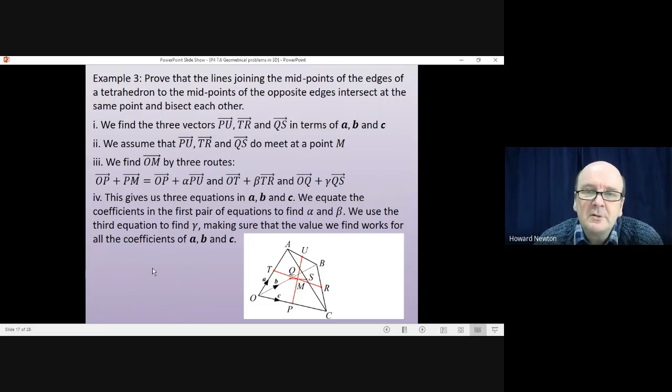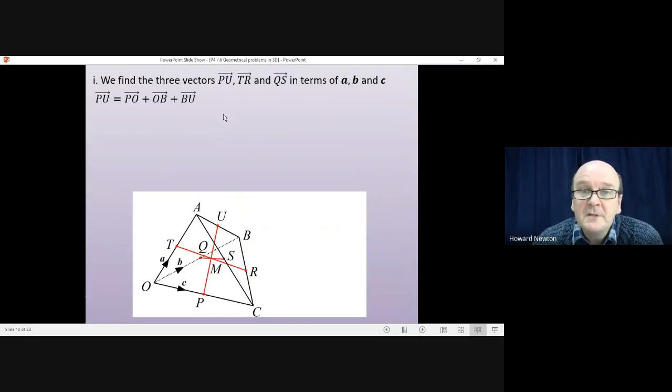Okay, let's have a look. So first of all, we're going to find the vectors that define these three diagonals. Looking at PU first of all, the way we'll get from P to U, or I'm going to go from P to O, then from O to B, and then B to U. Doesn't matter what route you take, you should get the same answer regardless.